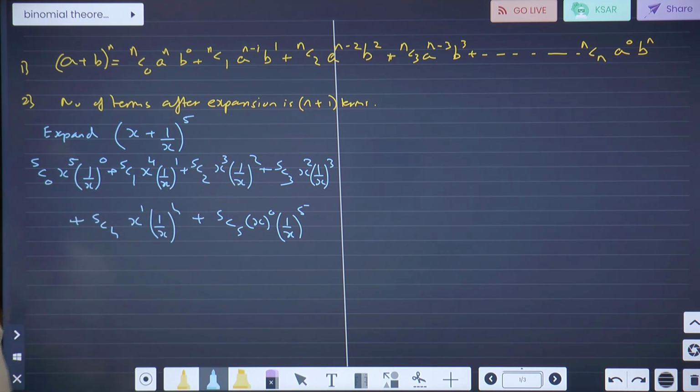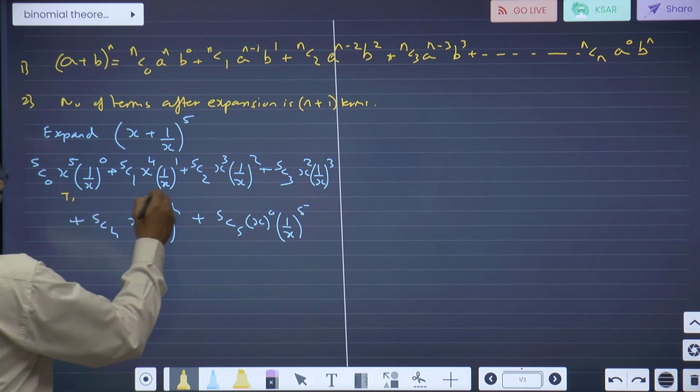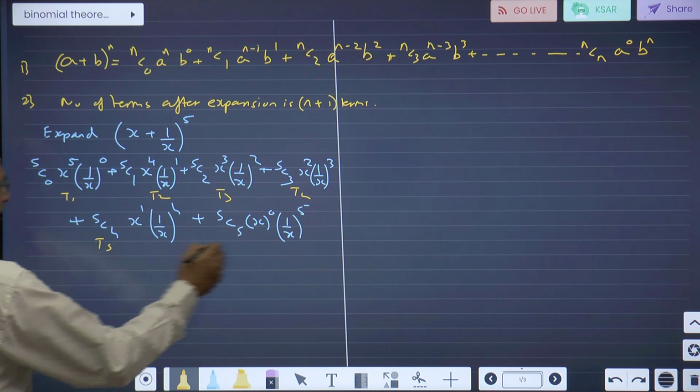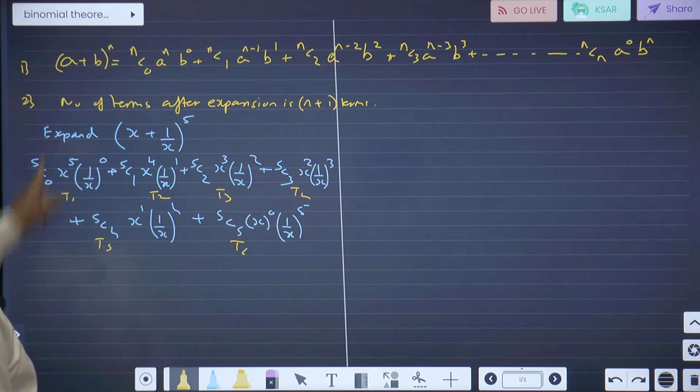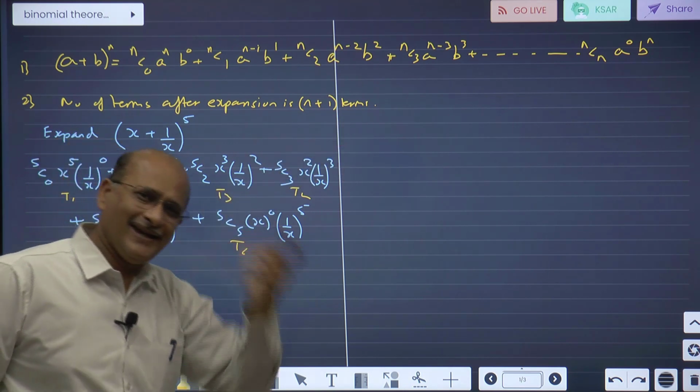But what I want you to observe is, if you see carefully, there is term 1, term 2, term 3, term 4, term 5 and term 6. So, in short, the number of terms after expansion is justified now. It is always n plus 1 terms.